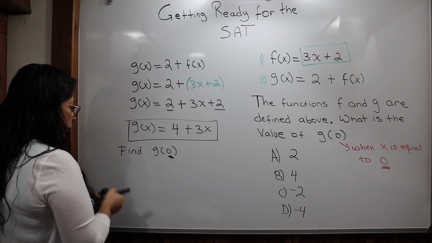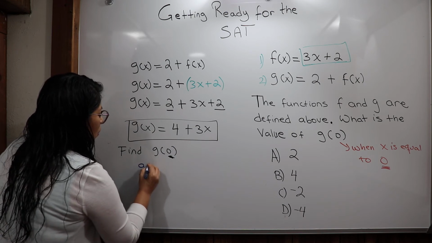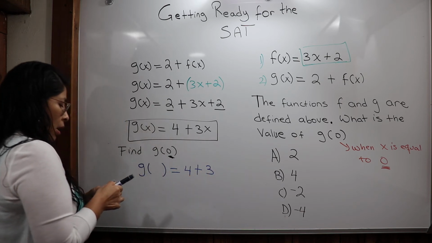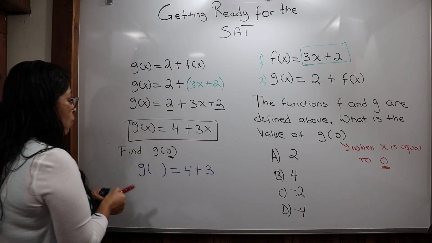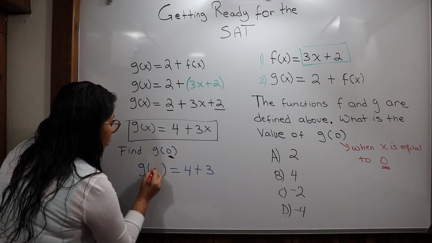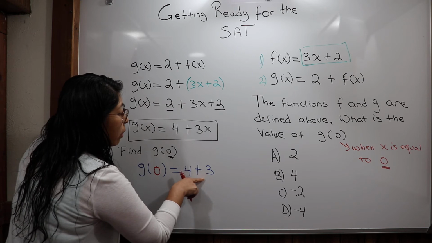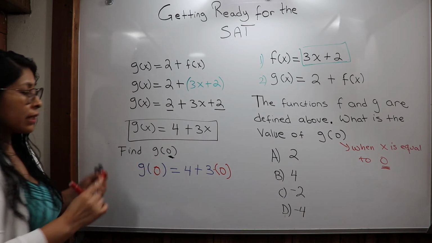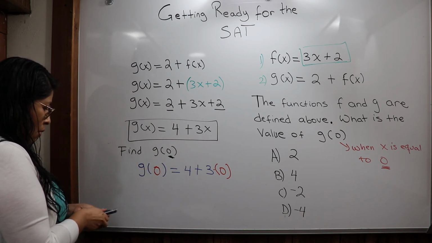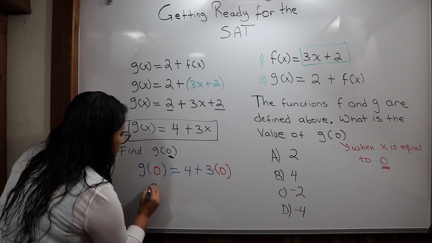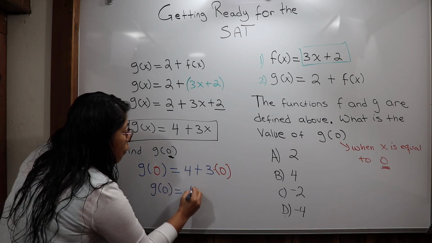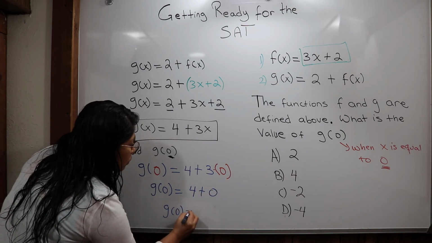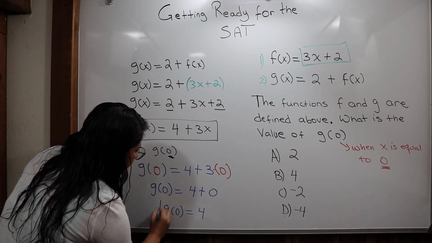So what I have right now is g of x equals 4 plus 3x, and I'm just going to use another color here. So now when x equals 0, I'm going to put my 0 here because that is my question, and then 4 plus 3 times 0, because x equals 0. So now right here I have g of 0 equals 4 plus, what is 3 times 0? It's 0. So almost done. My answer is g of 0 equals 4 plus 0, which is 4 right here.